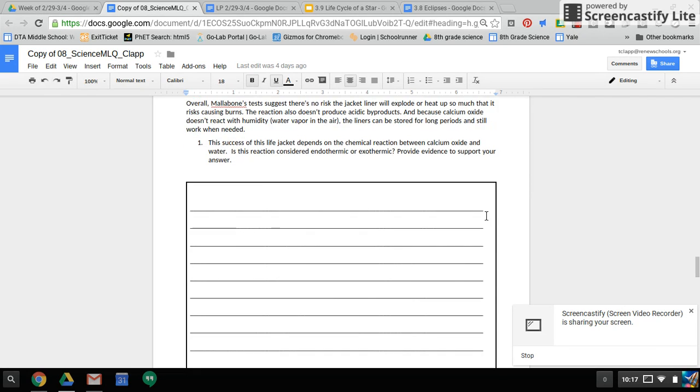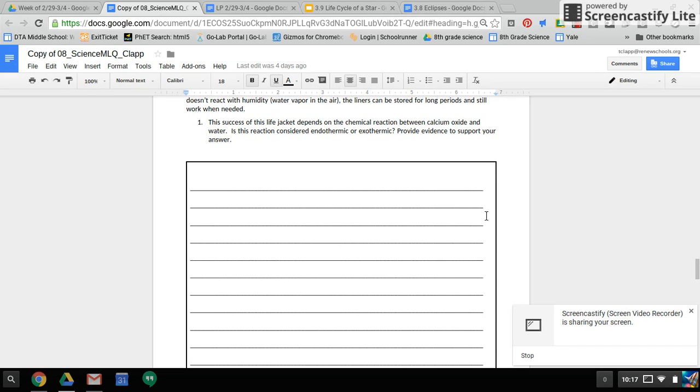1. The success of the life jacket depends on the chemical reaction between calcium oxide and water. Is this reaction considered endothermic or exothermic? Please provide evidence to support your answer below.